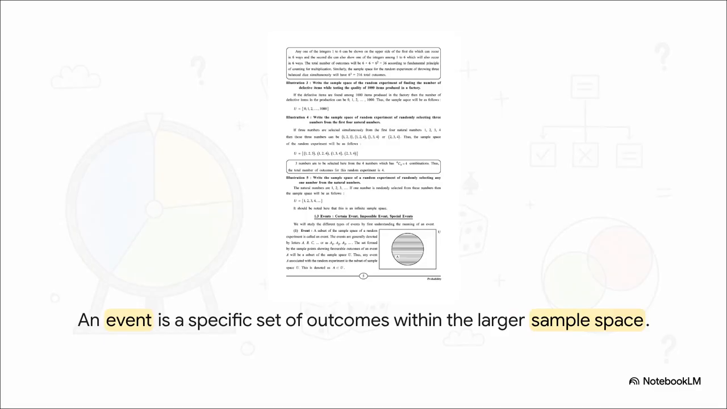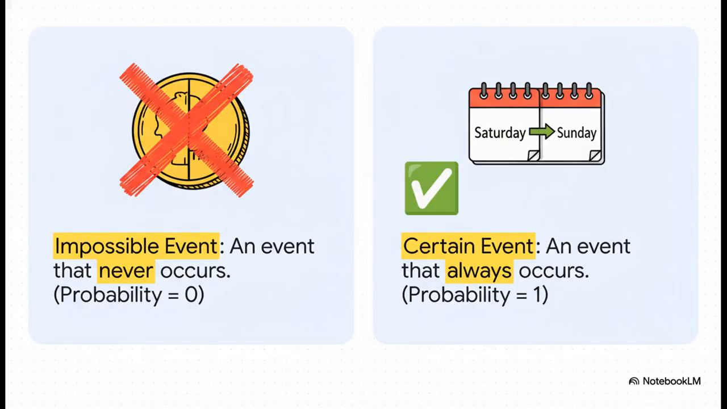The formal definition can seem a little dense, but here's a really easy way to think about it. Imagine the entire universe of possibilities is this big box. That's your sample space, right? Well, the specific thing you're hoping for is just a smaller circle inside that box. That's your event.